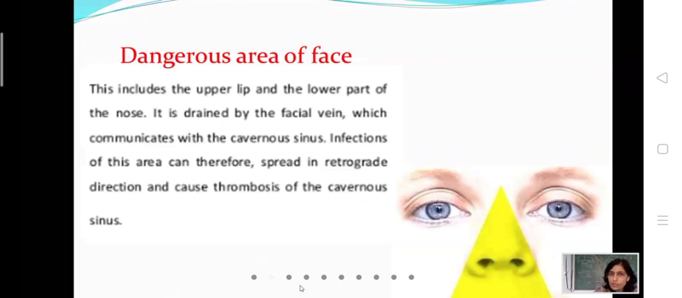This is the dangerous area of face. Dangerous area of face involves the lower part of the nose, the upper lip, and the area between the nose and the upper lip. Okay? So upper lip and the lower part of nose and the area between them.